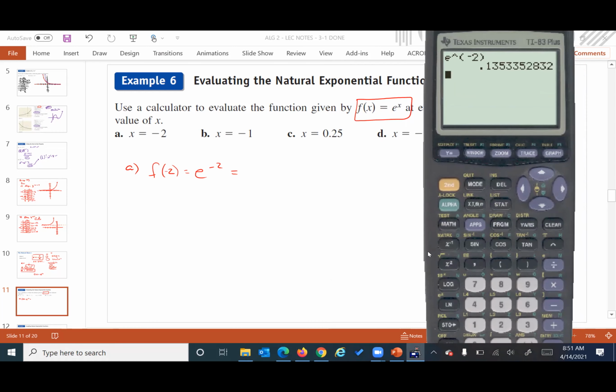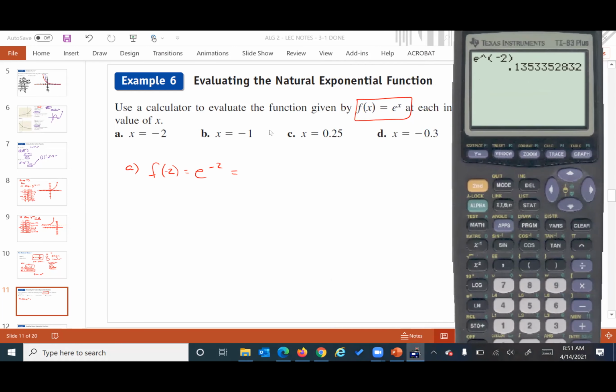Are we good? Cool. Okay, can you guys do the other ones here? Plug in -1 into it. That's 0.367. Cool, okay. This could be a little important point here: we could put these values on a graph if we wanted to.